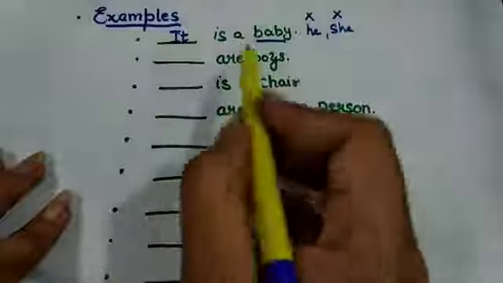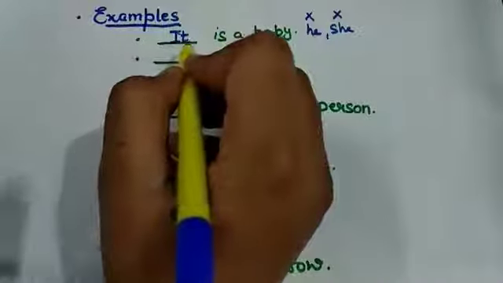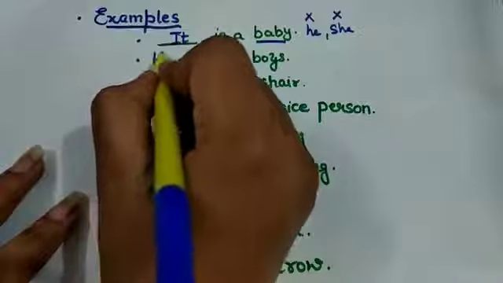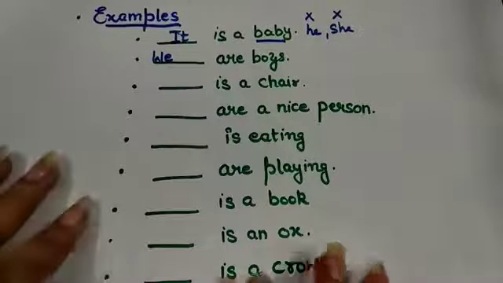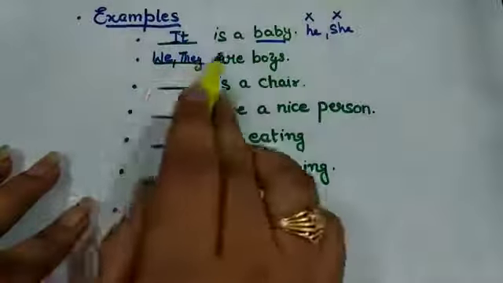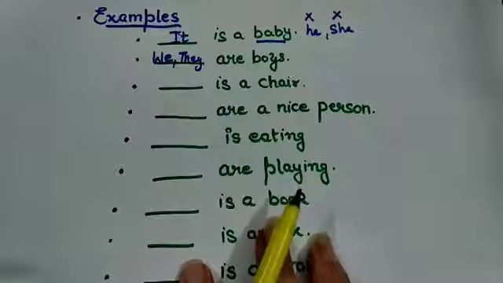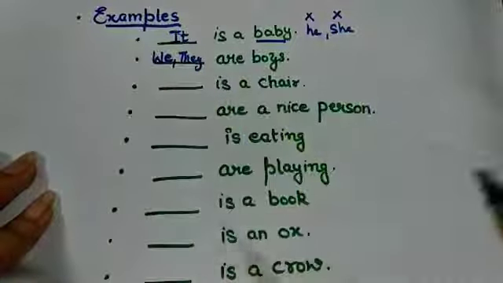Okay, so dash are boys. Now here two answers are possible. One is we are boys, when the boys are themselves talking about the fact that they are boys, so we can use we. And when we talk about a third person, they are boys. Now somebody else is here to tell us that they are boys, so both answers are possible here depending on the condition where we can use we and they.